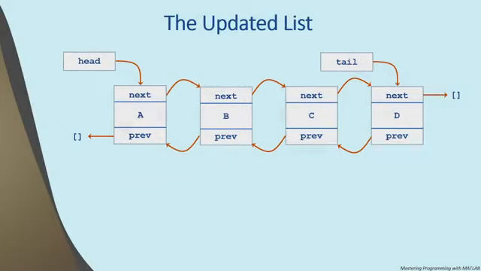Now, if we needed to insert a new node at the beginning or at the end of the list, the algorithm would be slightly different. We would need to change the head or the tail pointer. You can also imagine how to remove an element by updating the next pointer of the element before it and the prev pointer of the element after it.